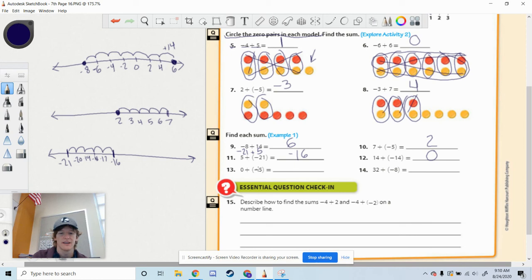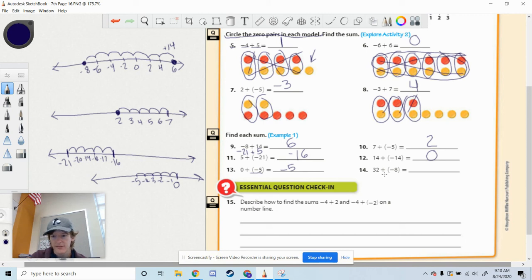0 plus negative 5. There's our number line. We'll start at 0. I'm going to put it on the right side because I know I'm going to have to go left to add a negative. So I'm going to go 1, 2, 3, 4, 5. Easy enough. Negative 1, negative 2, negative 3, negative 4, and we end up at negative 5.